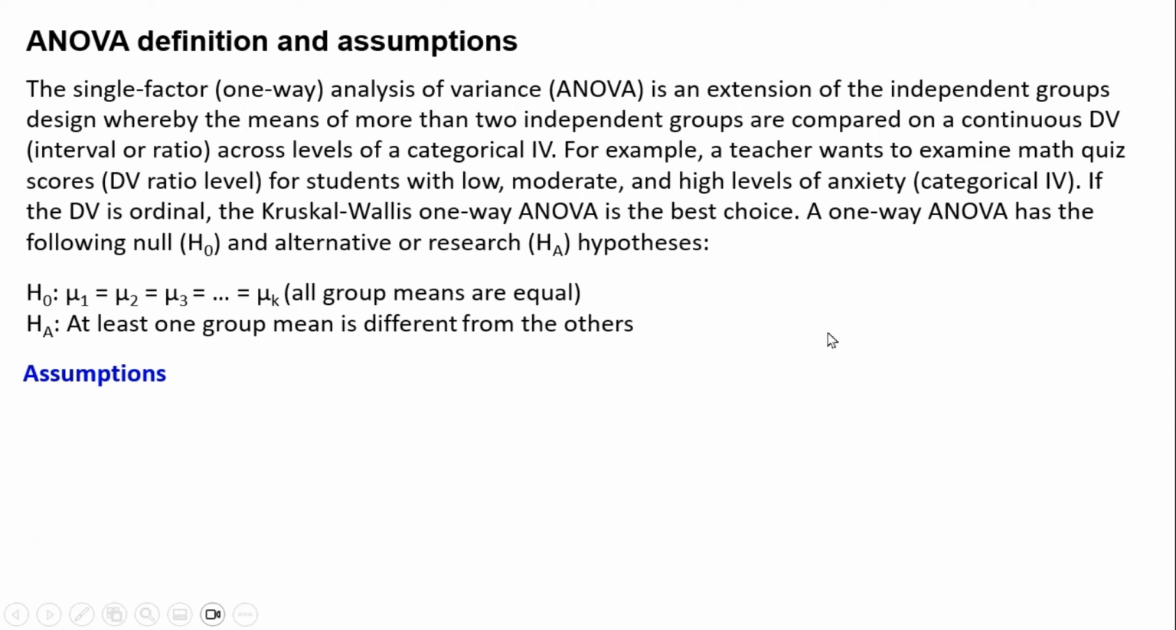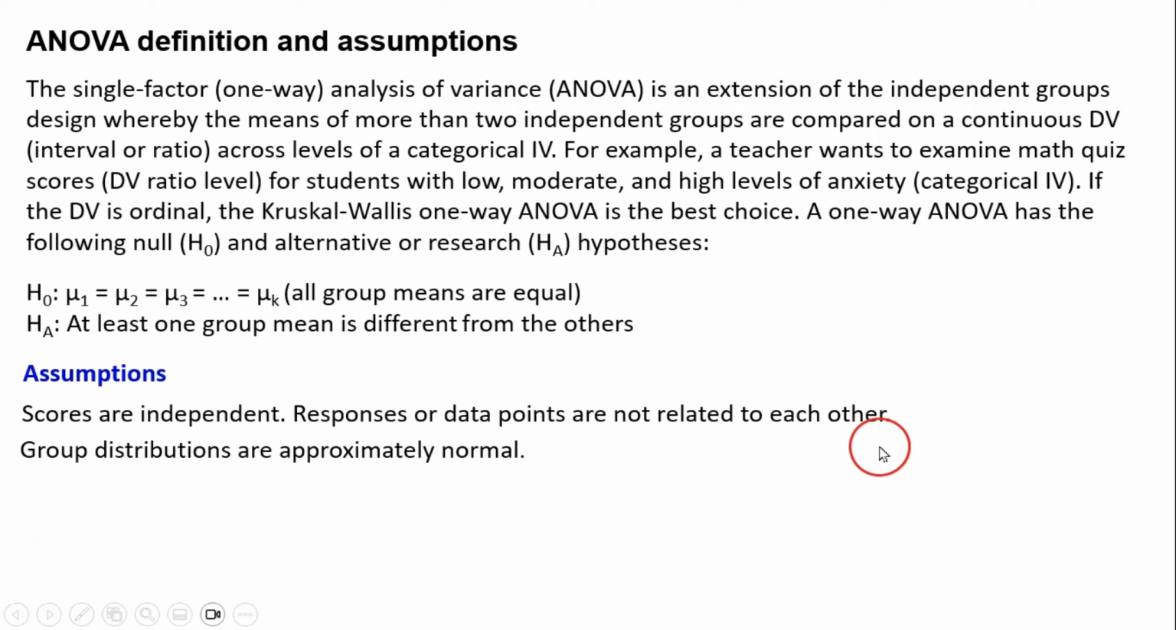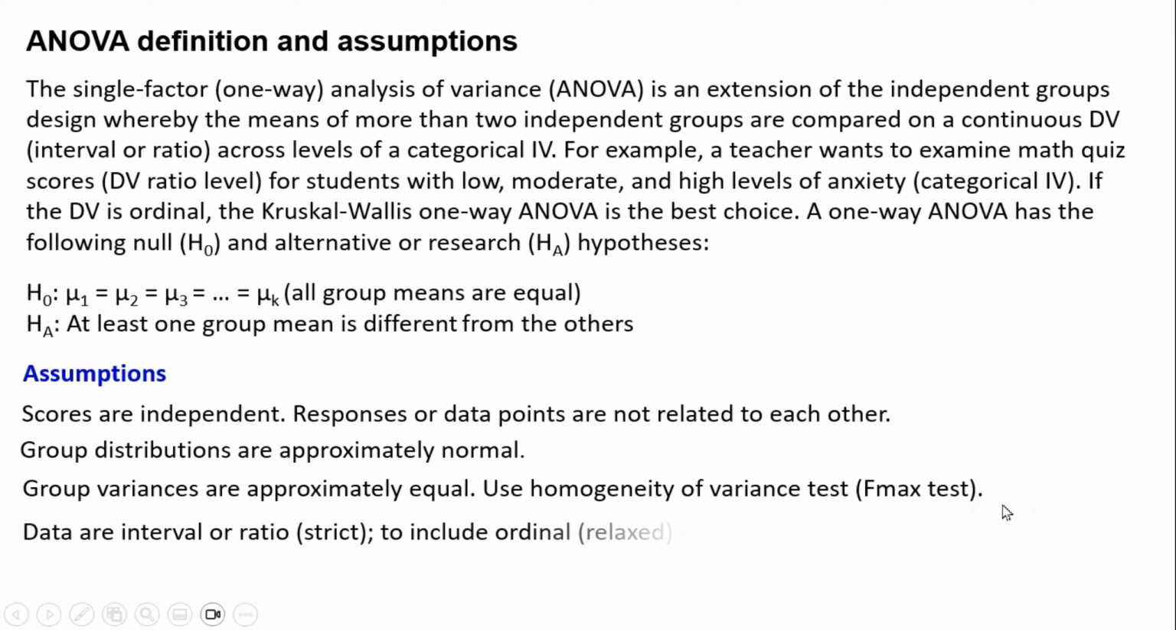The assumptions for the ANOVA. Number one, the scores are independent of each other. This means that the responses or data points are not related to each other in any way. The group distributions are approximately normal. The group variances are approximately equal, and you can use several tests to determine this. You can use the homogeneity of variance test. There's one called the F-max test, which I'll mention in a subsequent slide.